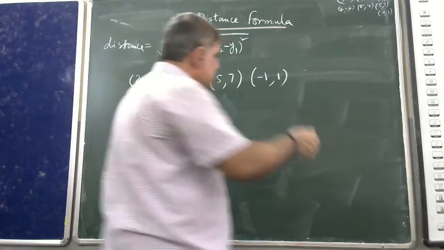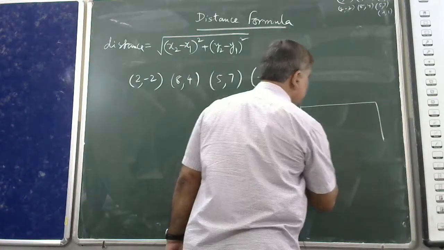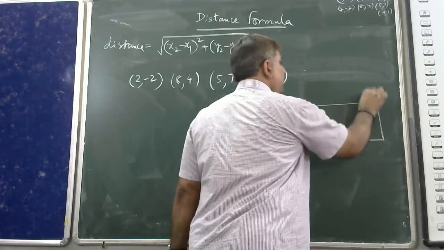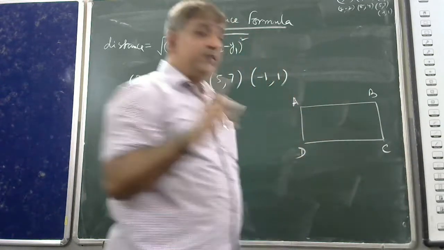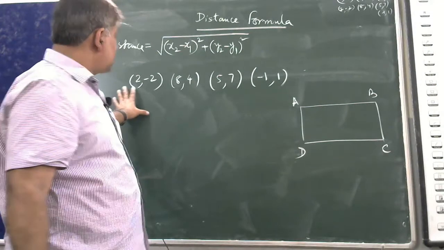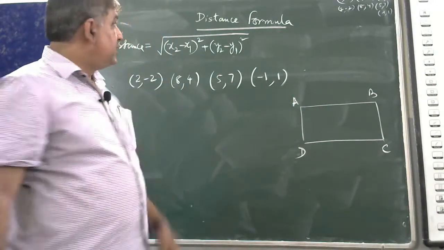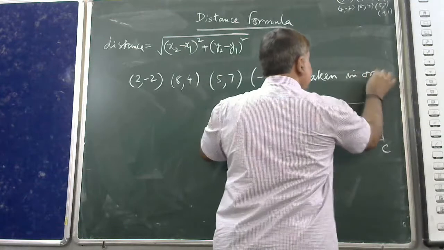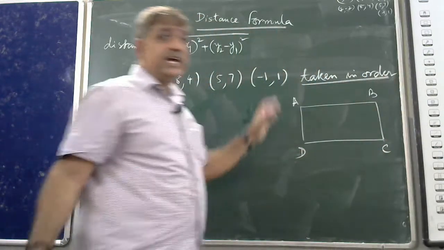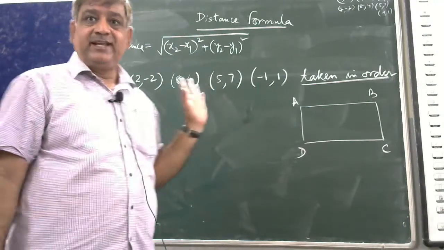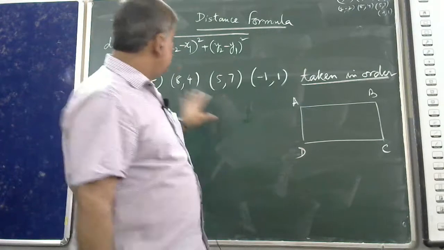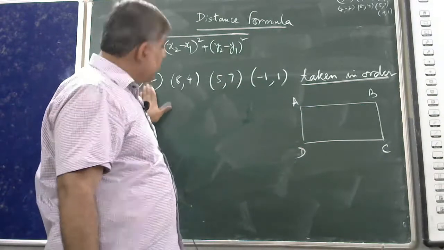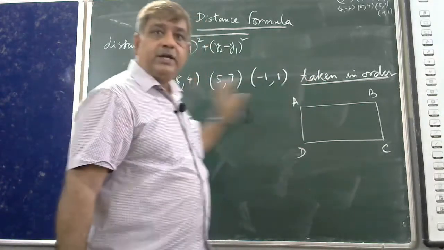So first, you just prepare any coordinate figure, a square, whatever it is. Now, A, B, C, D. One more thing you must keep in mind: in such types of problems, it is also mentioned that these points are taken in order. This word is important, taken in order. If you change the order, then the problem may go wrong. Taken in order means first you start from here and then go around in a circular way.